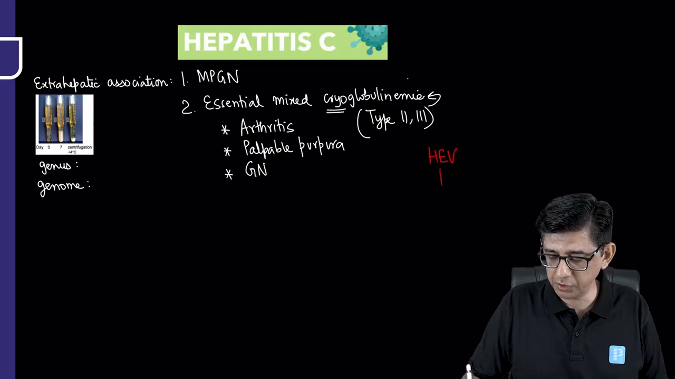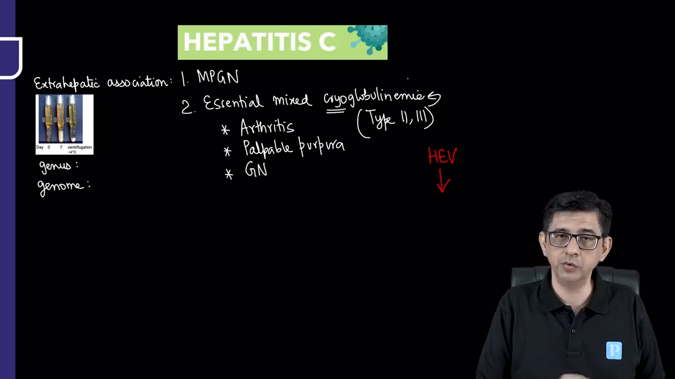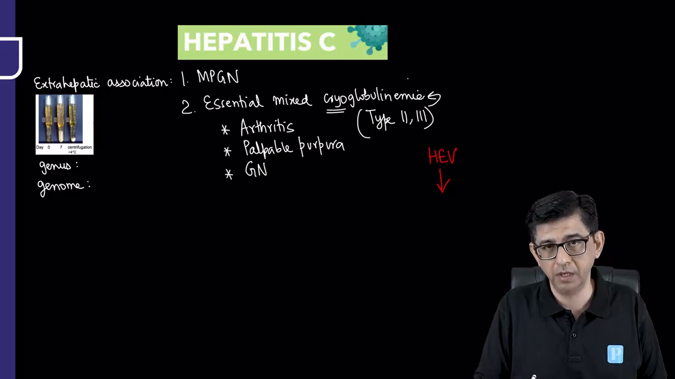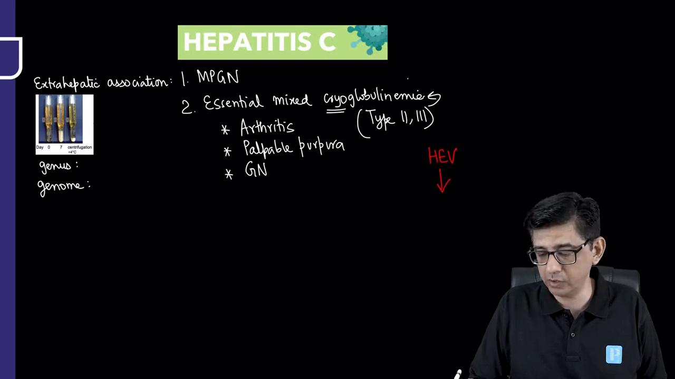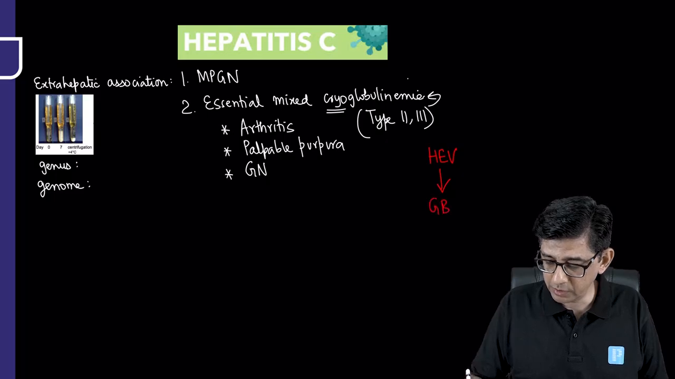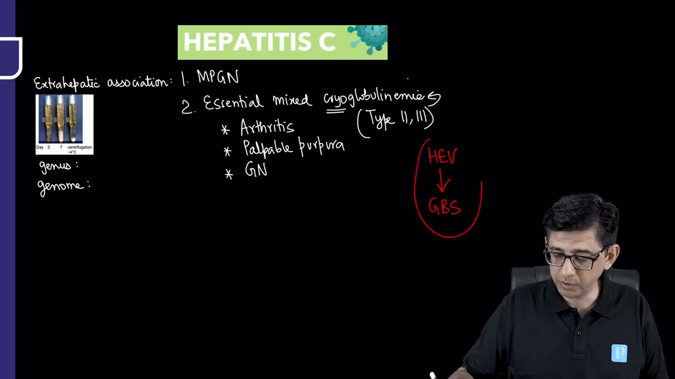extrahepatic manifestation seen with hepatitis E. Hepatitis E for England, is associated. This is the leading cause of acute viral hepatitis. See, don't answer hepatitis A for acute viral hepatitis. That's for children. For adults, it is hepatitis E, the leading cause of acute viral hepatitis caused by fecal transmission. And look at the shocking thing that I'm saying, that it is associated with extrahepatic manifestation, which is Guillain-Barré syndrome.